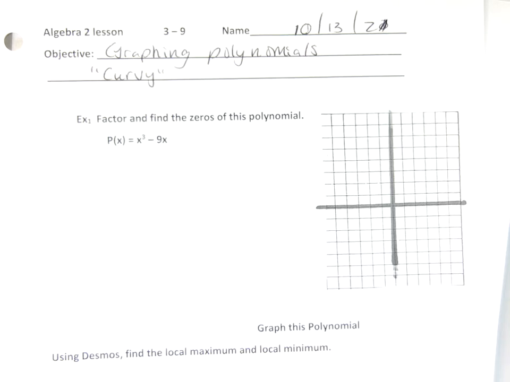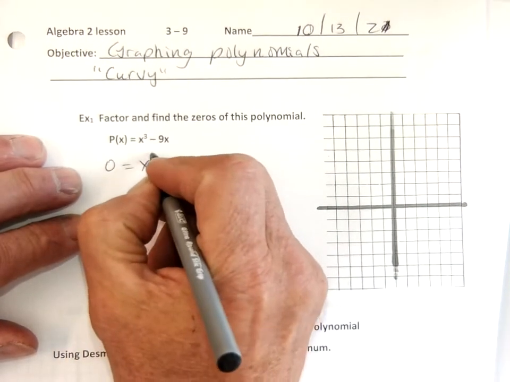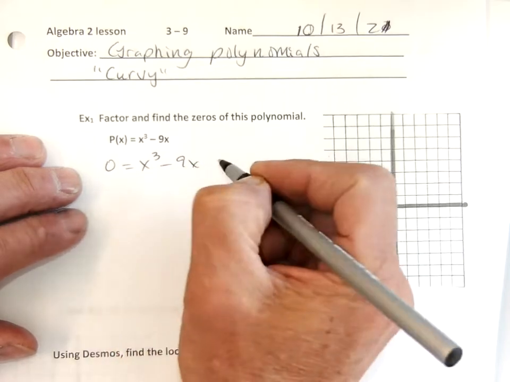So one thing we can do, just like we did yesterday, is factor and find the zeros first. We're going to take this and set it equal to 0, okay? So to find the zeros, we set it equal to 0. So all right, I'm going to go 0 equals x cubed minus 9x, okay?